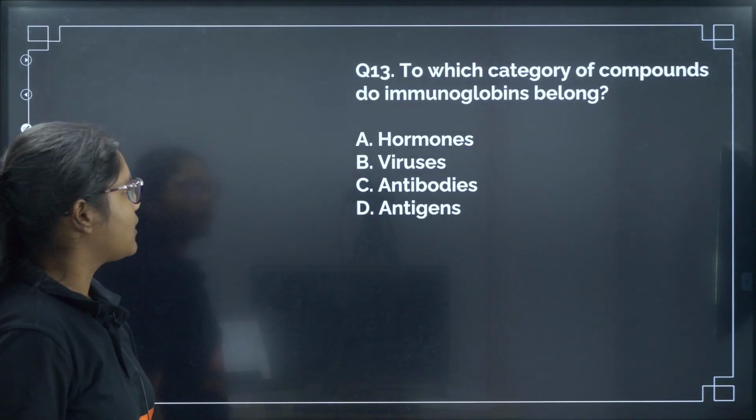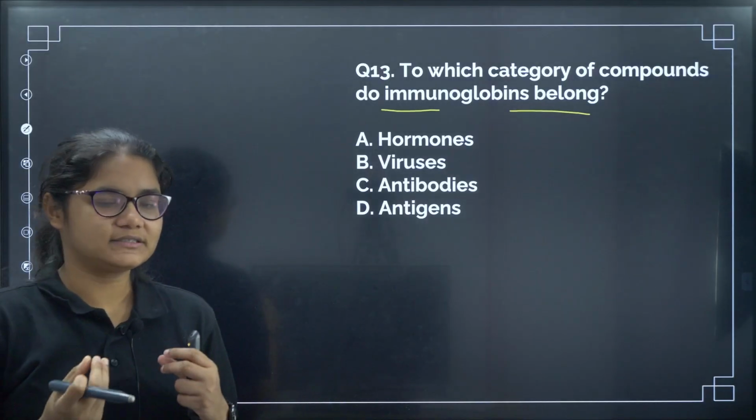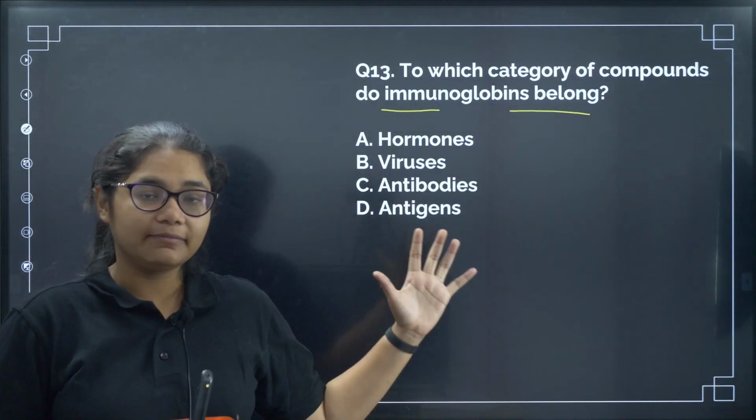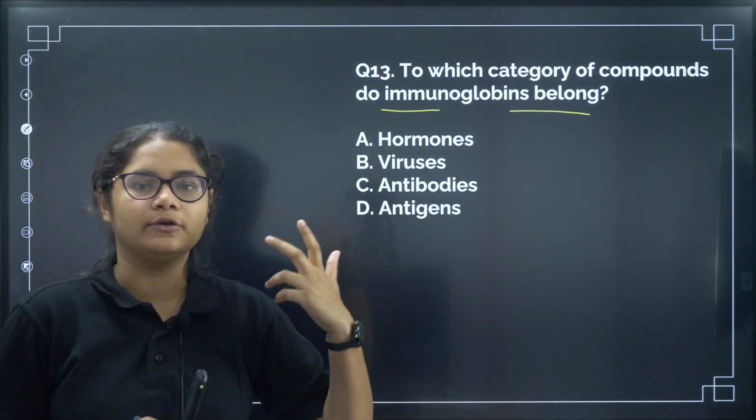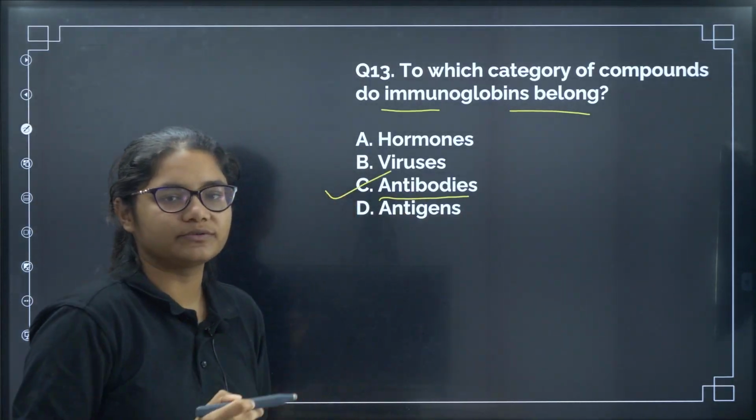Next, to which category of compounds do immunoglobulins belong? This is also a question that can be guessed easily. Immunoglobulins are related to immunity, and we know antibodies are there for immunity. Correct answer will be option number C.